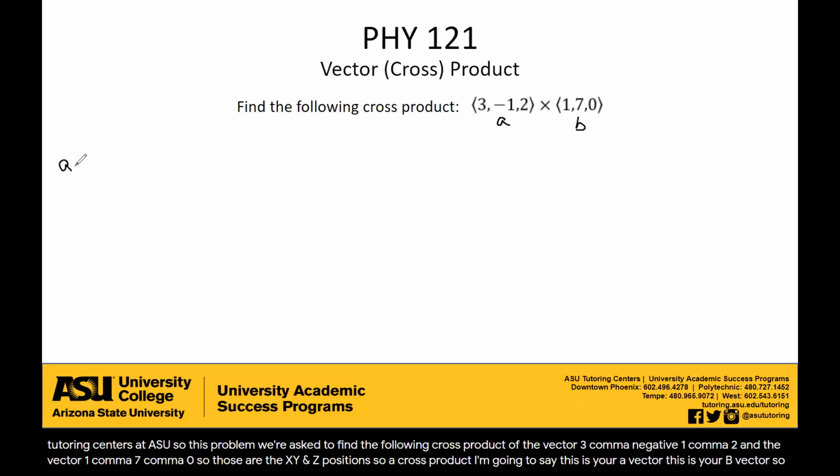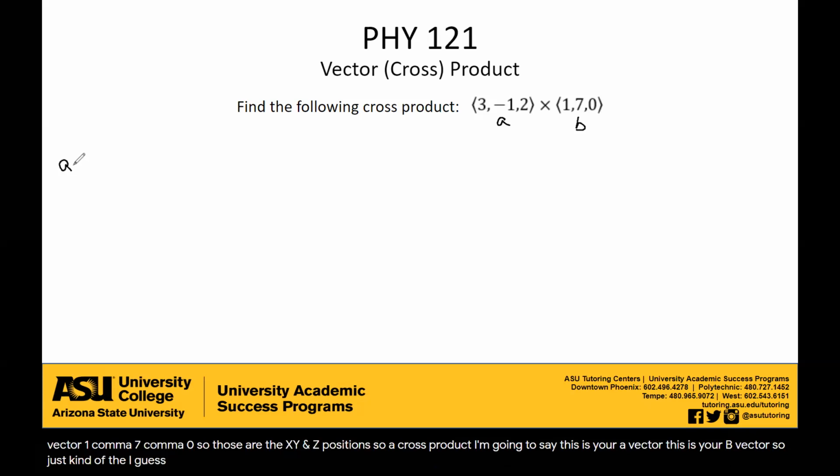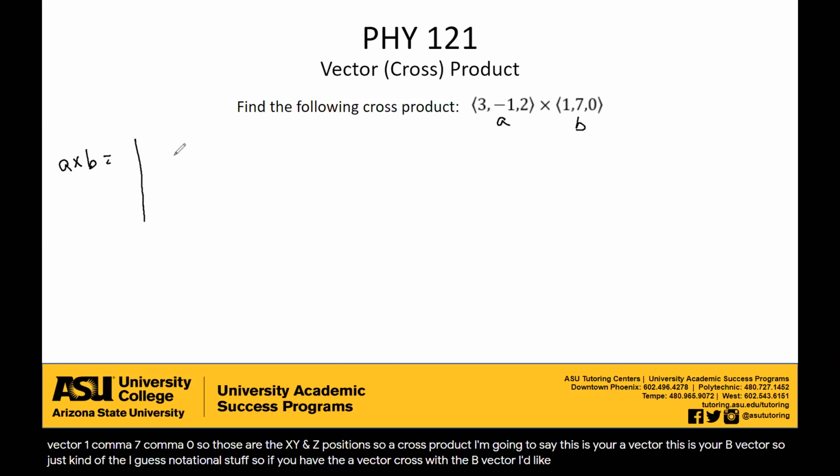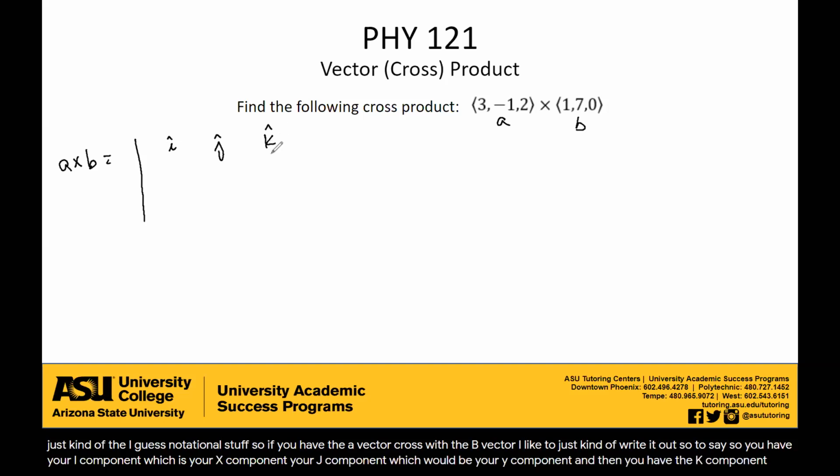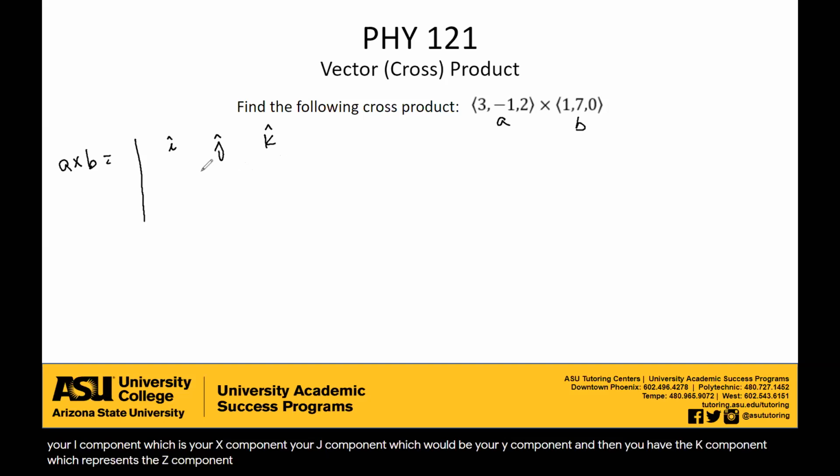So just the notational stuff. If you have the A vector cross with the B vector, I like to write it out. You have your I component, which is your X component, your J component, which would be your Y component, and then you have the K component, which represents the Z component. So that's A cross B. Let's do A in blue.